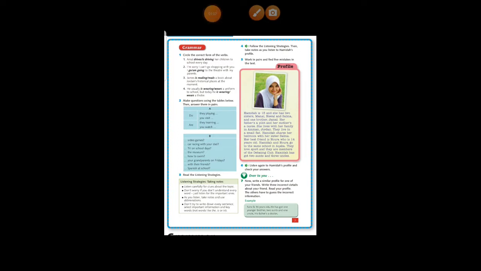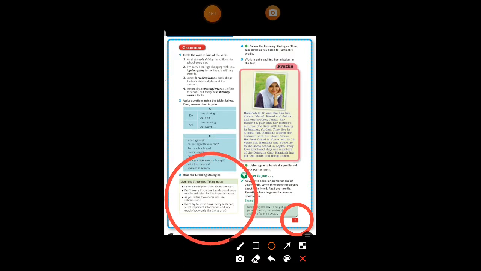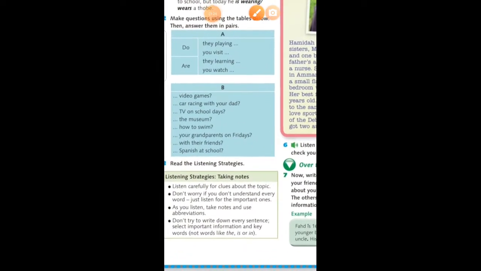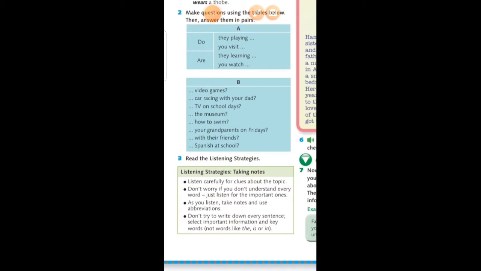Now I want you to open your student's book, page 7, and to look at this box. Here we have listening strategies, استراتيجيات الاستماع, taking notes. How to take notes while you are listening, okay? كيف بدك تكتبي ملاحظات وانتي بتستمعي. 1. Listen carefully for clues about the topic. استمعي عشان تاخدي بس الأفكار الرئيسية. Okay? 2. Don't worry if you don't understand every word. Just listen for the important ones. أحيانا إحنا نستمع لكلمات جديدة لا تقلق بخصوصها. المهم إنك تسمعي الكلمات المهمة.